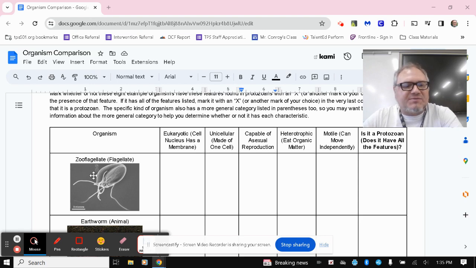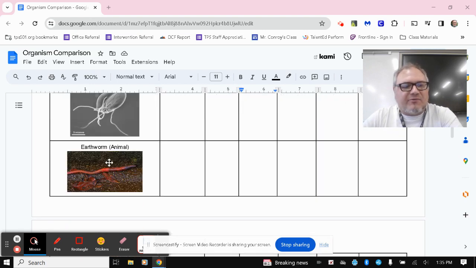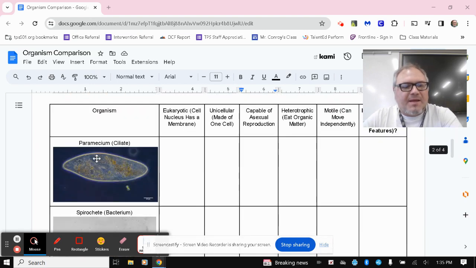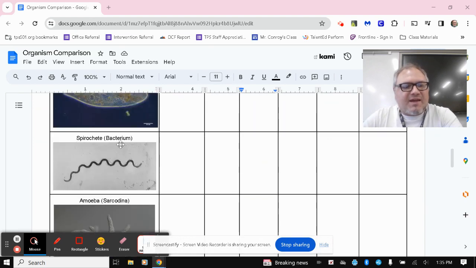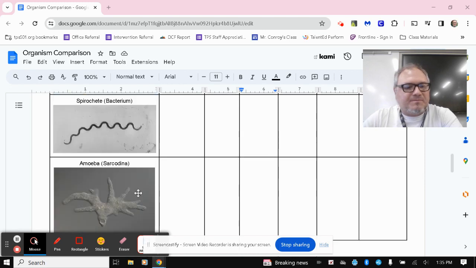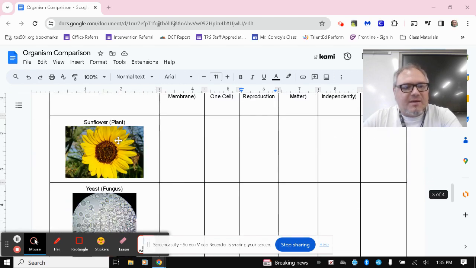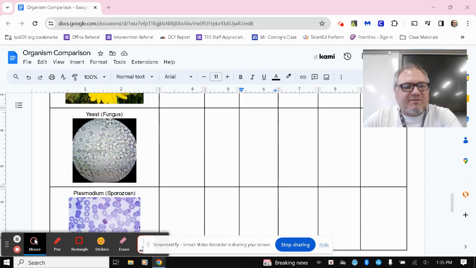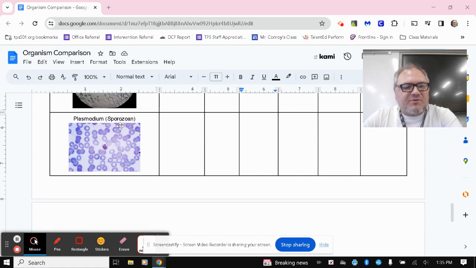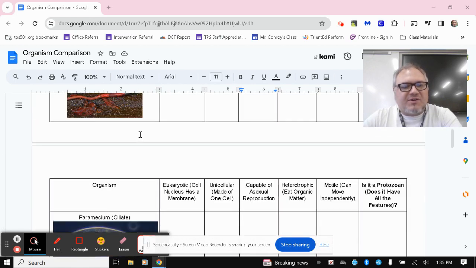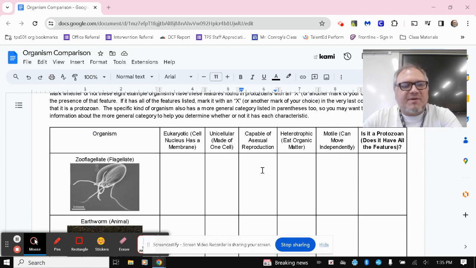So we're looking at this for the zooflagellate, the earthworm, which is an animal, the paramecium, which is a type of ciliate, the spirochete, which is a type of bacterium, the amoeba, which is a type of sarcodina, the sunflower, which is a type of plant, the yeast, which is a type of fungus, and the plasmodium, which is a type of sporozoan.